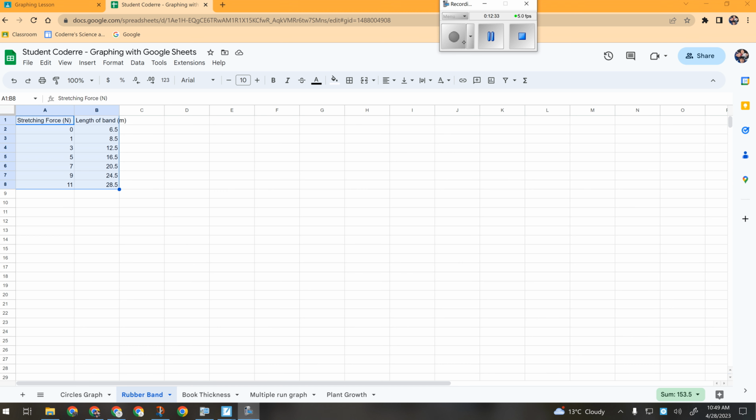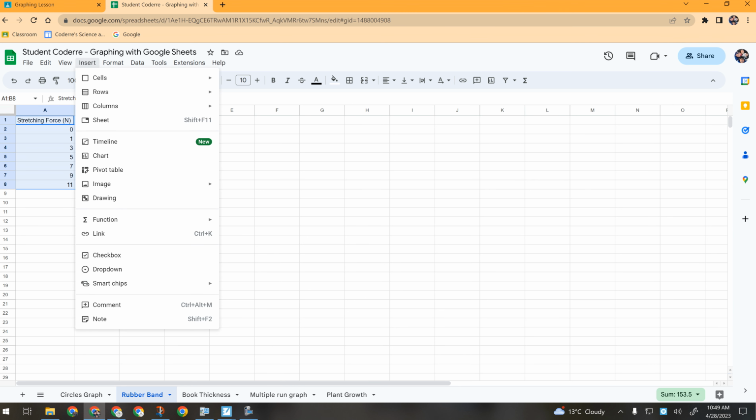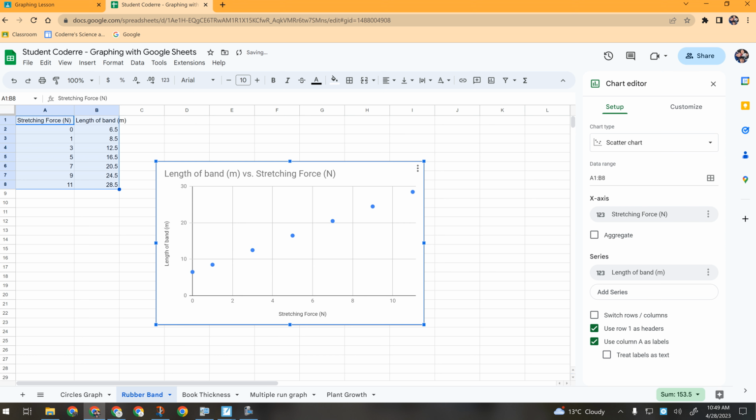Okay, so we highlight everything, we insert a chart. Okay, and again, it picked the right kind of chart here. We got stretching force as our manipulated variable. Length of the band in meters is our responding variable, which basically means we put some sort of spring scale on there, and we said we're going to pull it to 5 newtons, and then measure how long it is, pull it to 10 newtons, measure how long it is. That was the experiment that was being run.